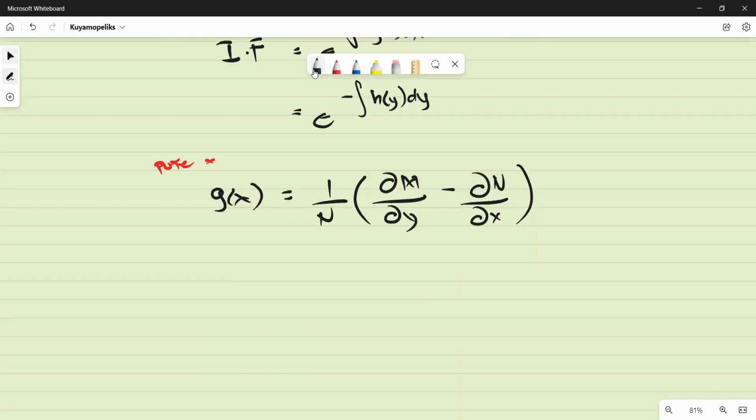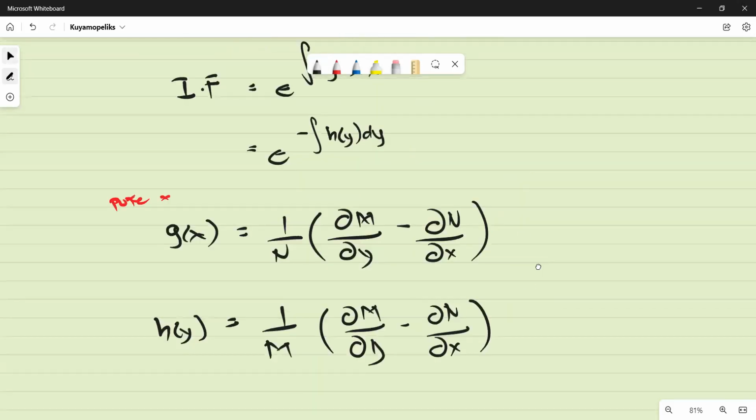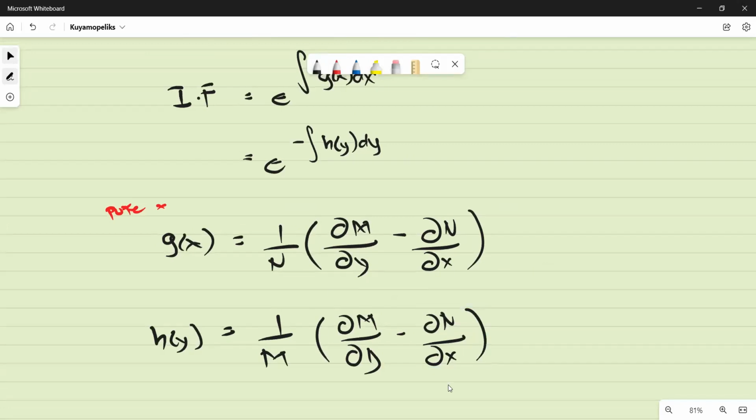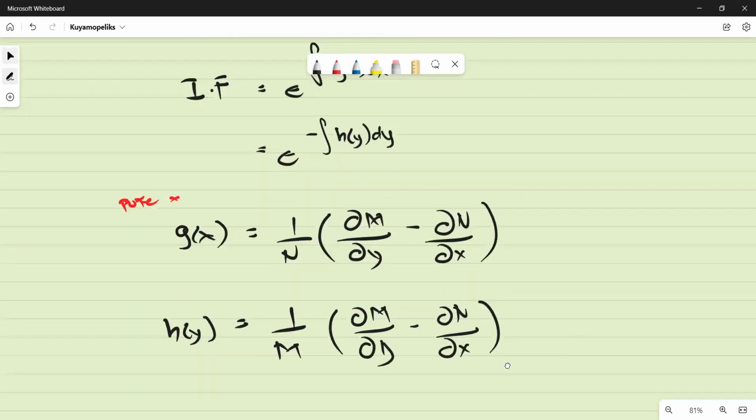Same goes with h of y. h of y should be pure y only, in terms of 1 over M, partial of M with respect to y minus partial of N with respect to x. So this is all we need to memorize when the equation is non-exact. So let's check. Let's solve for g of x.